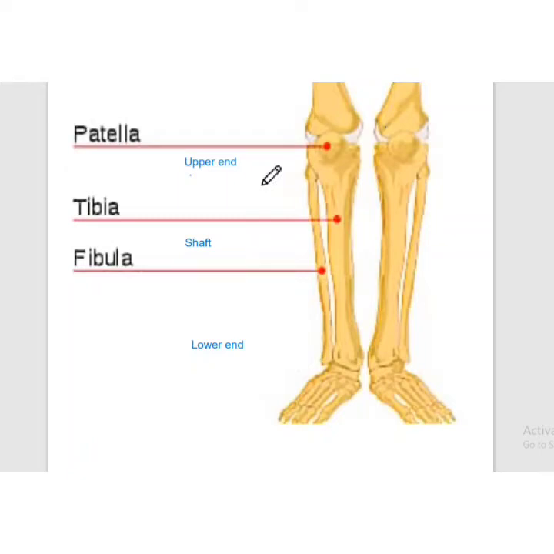In this video, I will explain anatomy of tibia bone, its side determination and its important features. Tibia is the long bone of our leg. It is the medial and weight-bearing bone of our leg. It consists of three parts: upper end, shaft, and its lower end. Let's discuss these parts one by one.